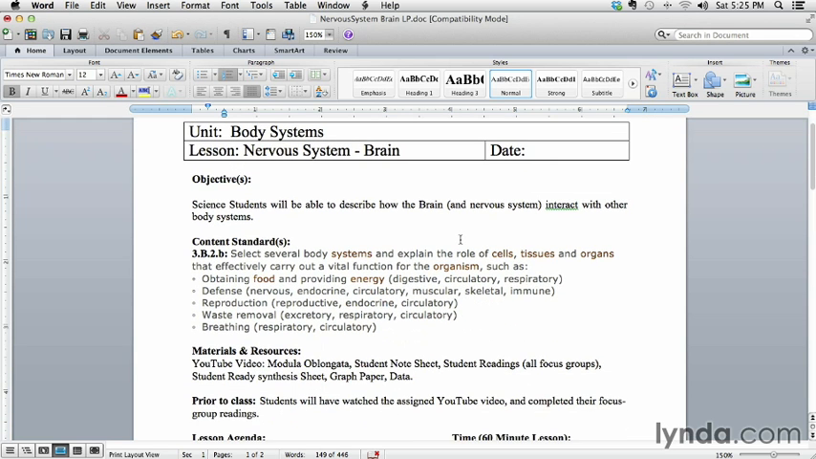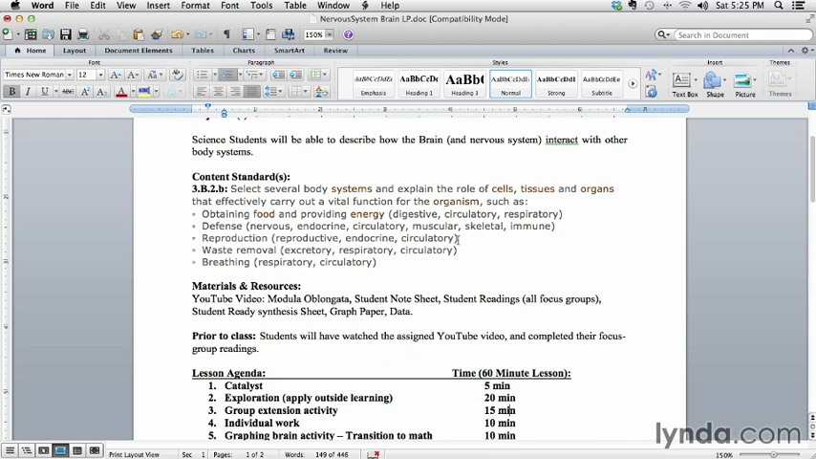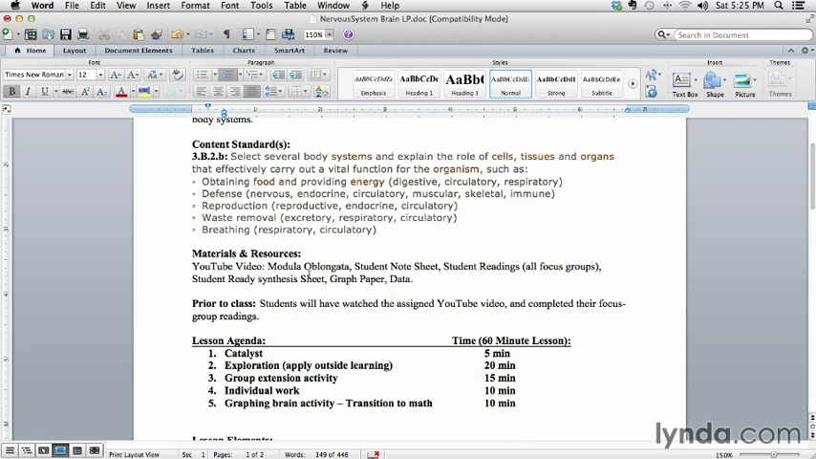As we scroll down and look at this lesson plan, we can see right away that it's a flipped lesson plan. I can tell because I've given myself a note that prior to class, students will have watched the assigned YouTube video and completed their focus group readings. Focus group readings are actually a way that I differentiate my flipped lesson plans. Throughout my body systems unit, students have various focus groups. Each focus group receives an individualized reading that's appropriate to the students in that particular group.